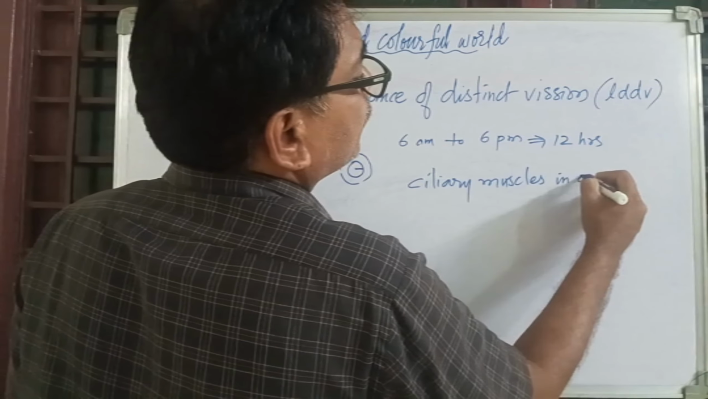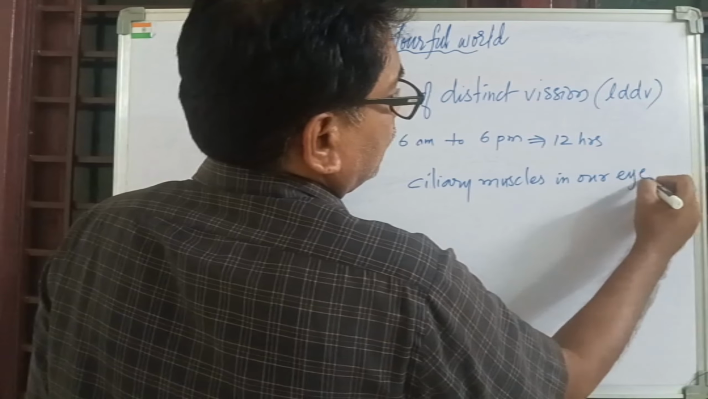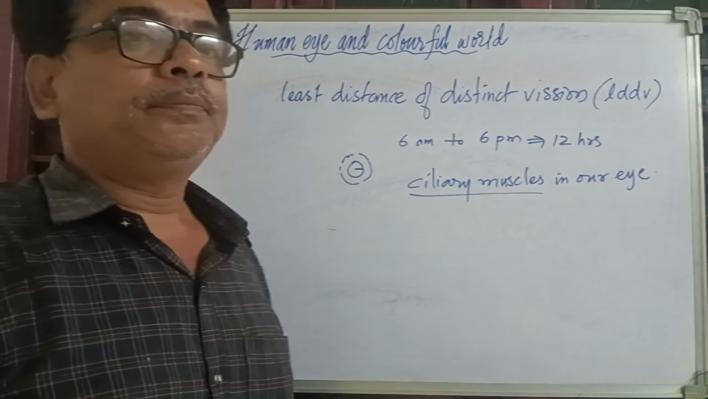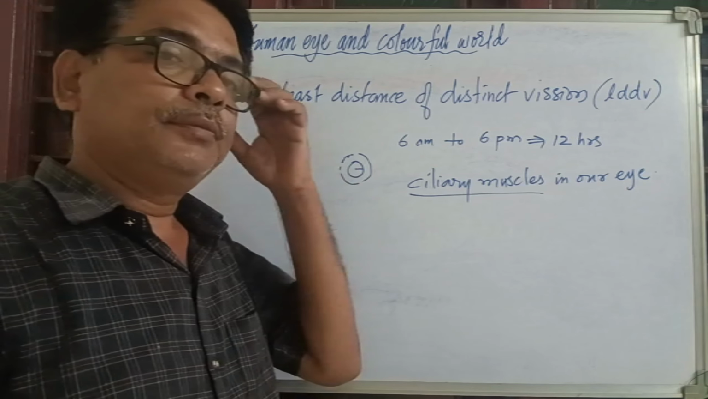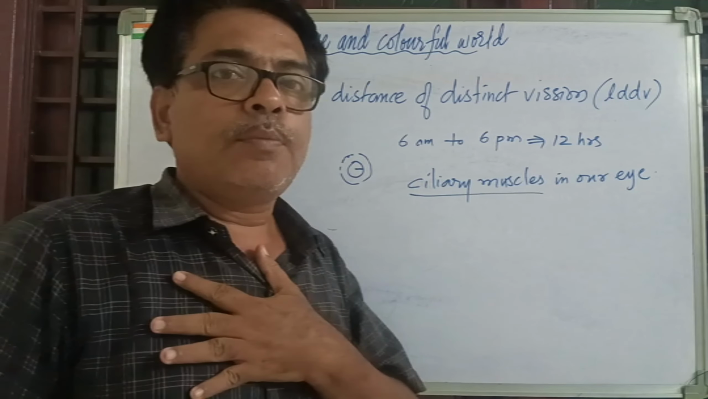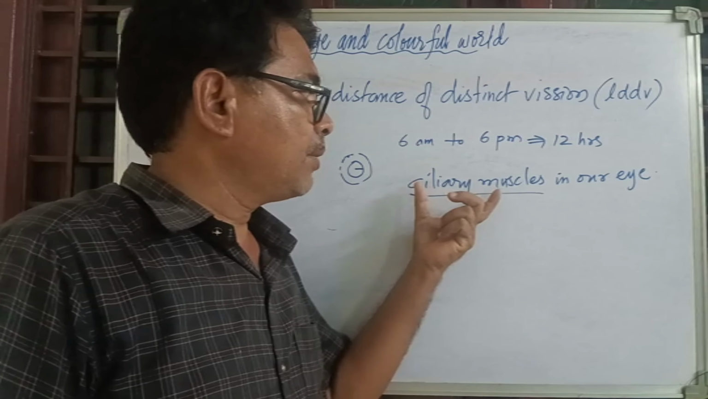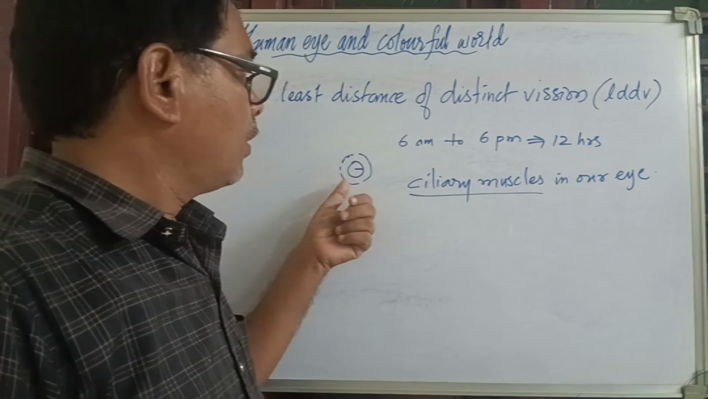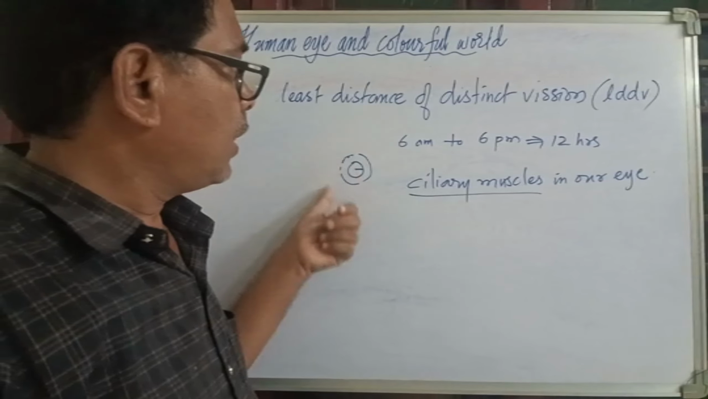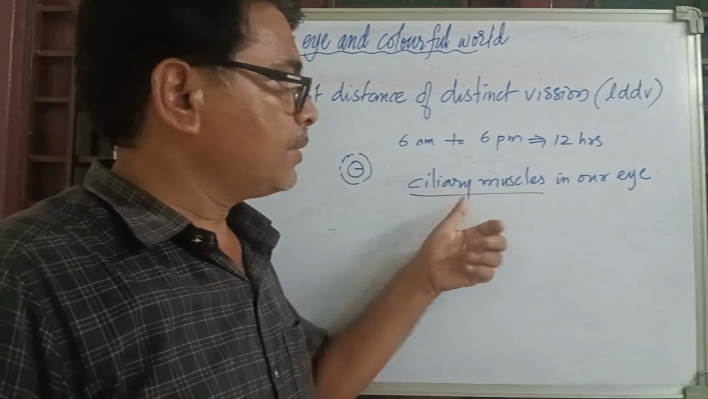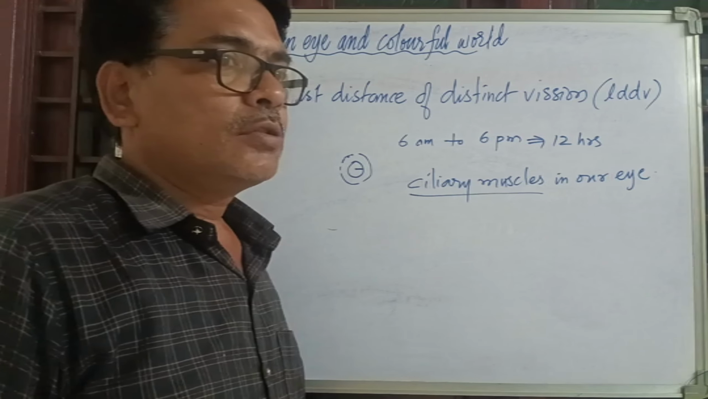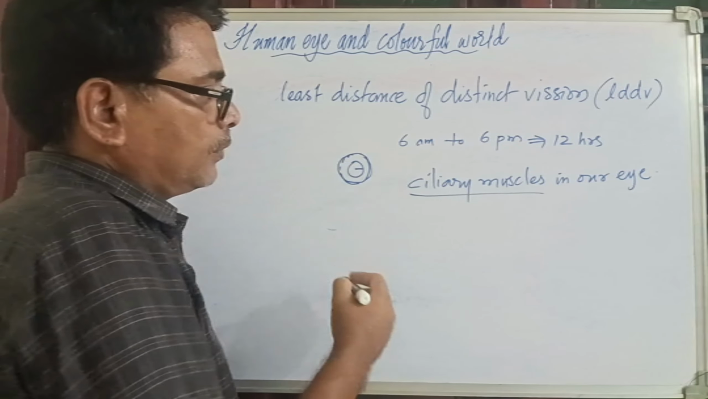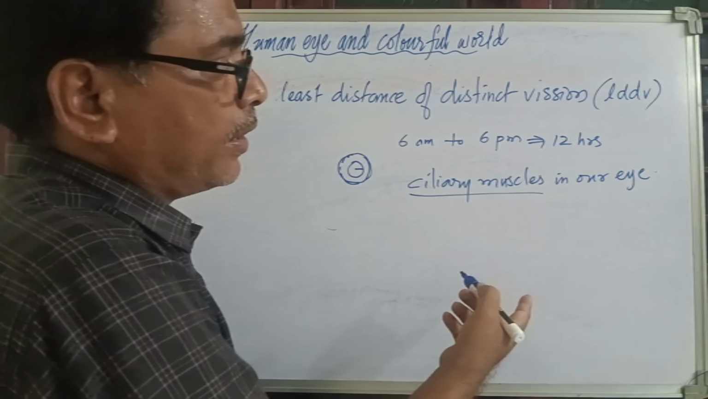In our eye, there are ciliary muscles. They are similar to the rubber band. What happens? For example, myself, I have used these ciliary muscles for a period of 53 years. So automatically my eye has lost elasticity. My ciliary muscles have lost elasticity, so they are not in a position to come back to the original state. That means they have become weaker.